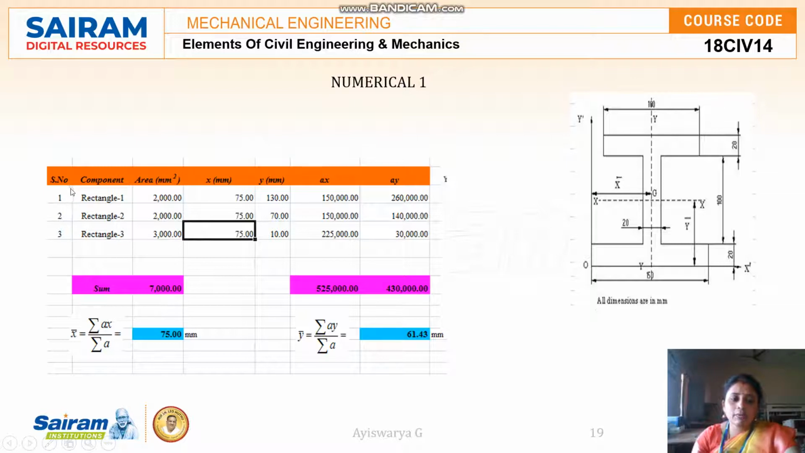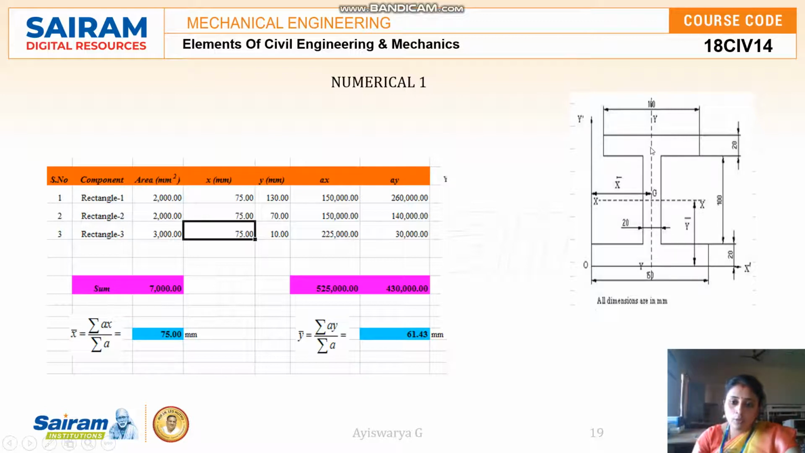So the serial number says how many components there are: 1, 2 and 3 components. So rectangle 1, rectangle 2 and rectangle 3. Rectangle 1 has area 100 into 20 mm, that is 2000 mm square. And how will you find x and y for this particular area? See guys, for every component we have to take the component separately. That is, when you are going to take only the component number 1, you need to take only the top, that is the first component.